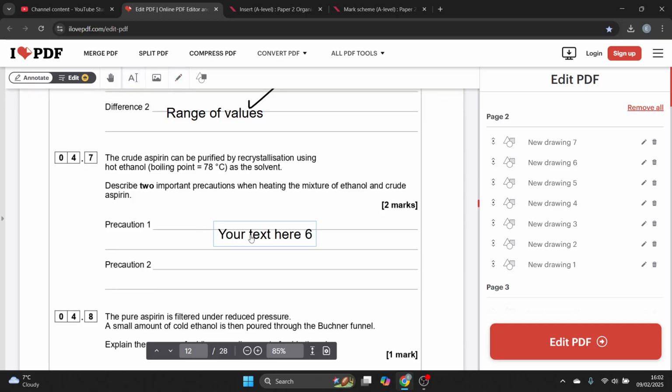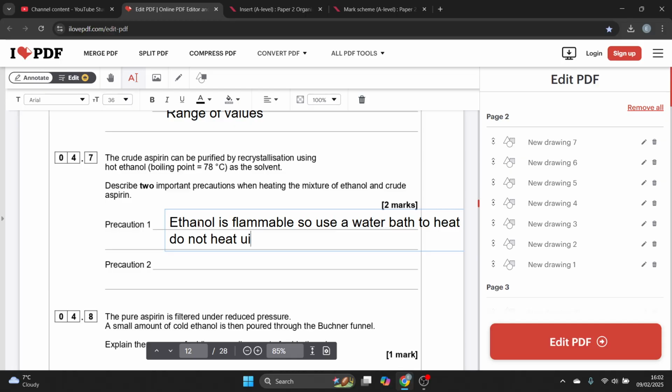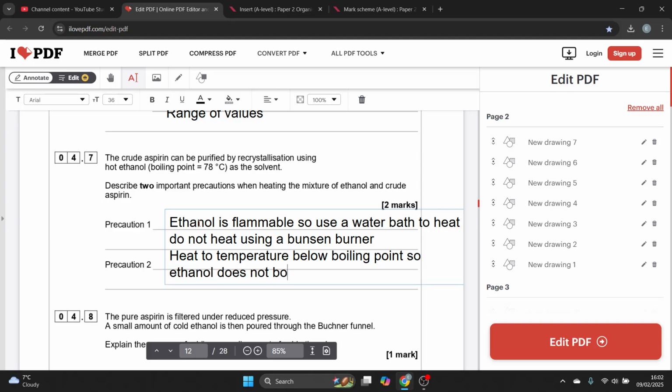Describe two important precautions when heating a mixture of ethanol and crude aspirin. Well, ethanol is flammable, so use a water bath to heat. Do not heat using a Bunsen burner. And another precaution is heat to a temperature below the boiling point of ethanol, so ethanol does not boil away.